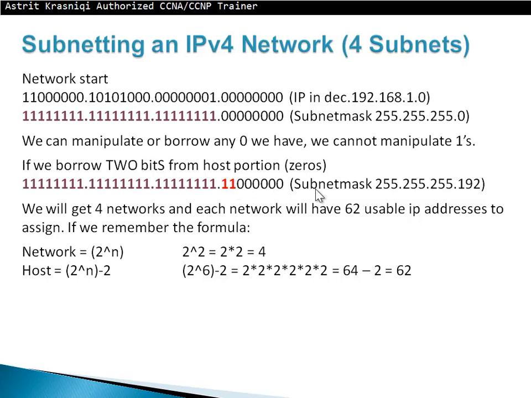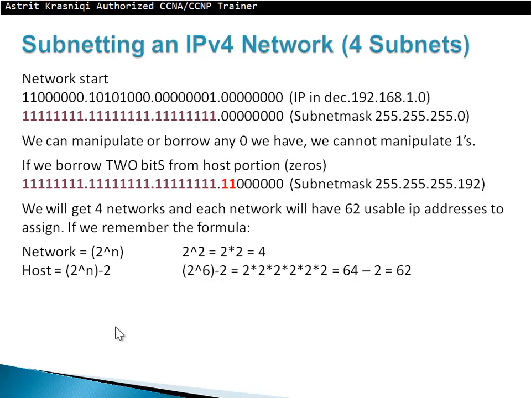Now the subnet mask is changing to 255.255.255.192. The reason is, this bit represents 128. You have to add this bit as well, which is 64, that gives you 192. If we borrow 2 bits, it will give us 4 networks, and each network will have 62 usable IP addresses to assign.